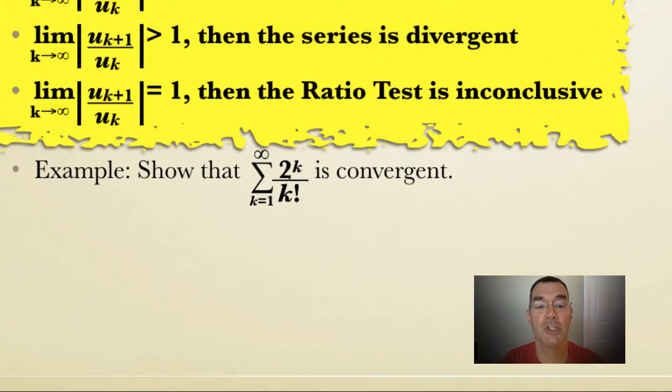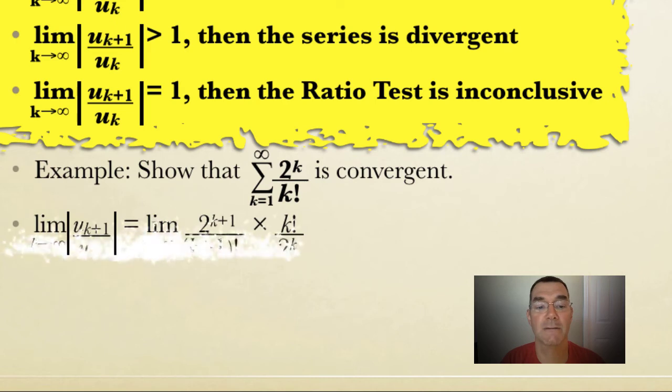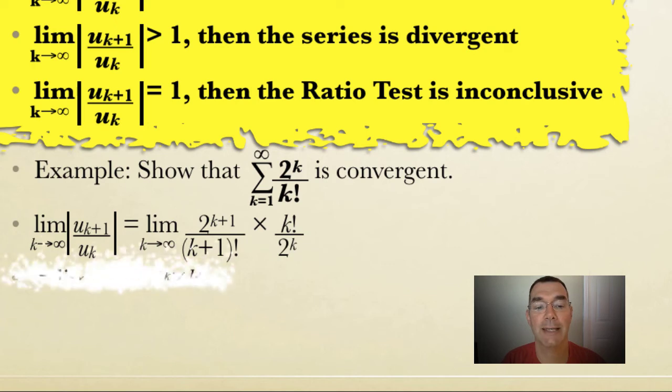So I'm going to try and show that the series 2^k over k factorial is convergent. I'm going to look at the absolute value of the k plus 1 term divided by the k term, and there they are. Instead of dividing by the k term, I multiplied by the reciprocal of the k term. So that's why I get k factorial over 2^k.